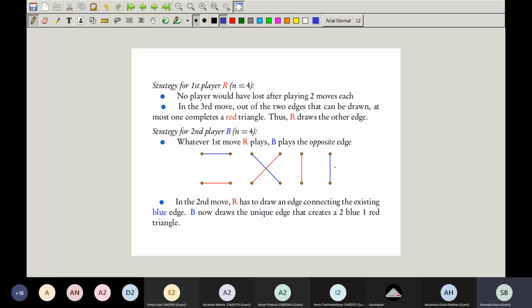You draw the unique edge that creates a 2 blue 1 red triangle, and now it's pretty clear that blue can never lose, because the only way blue could have lost was by creating a blue triangle, but now blue can never create a blue triangle because the other two edges already are part of a triangle. And the third edge, no matter what you do, can never complete a blue triangle. Is that fine? So B can never lose and R can never lose. So if both play perfectly, the game should end in a draw. Okay.